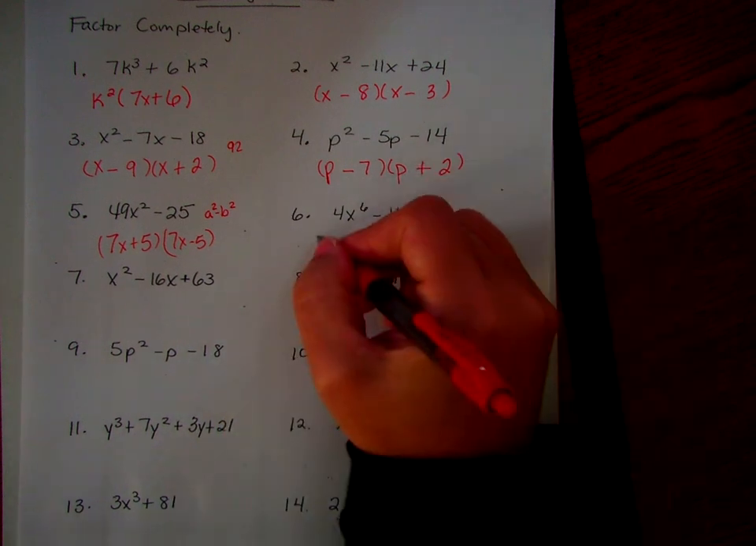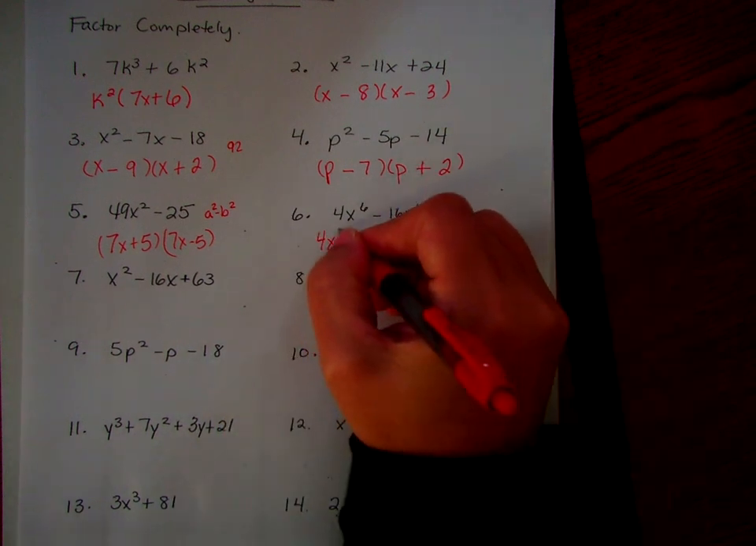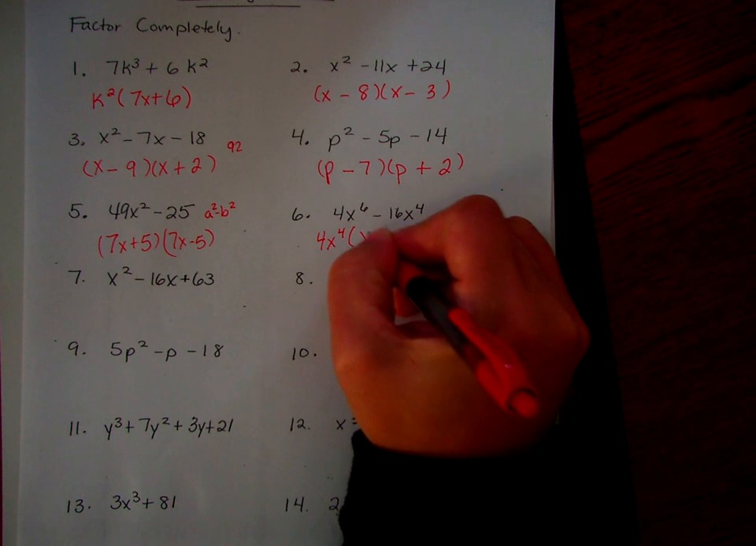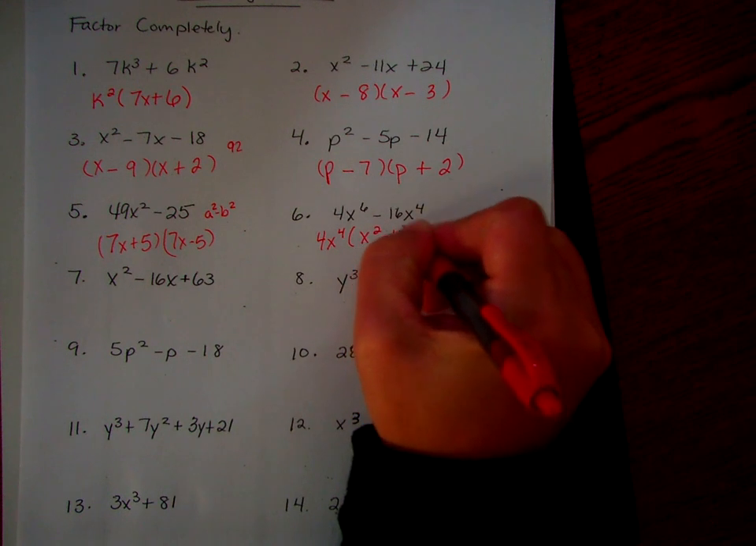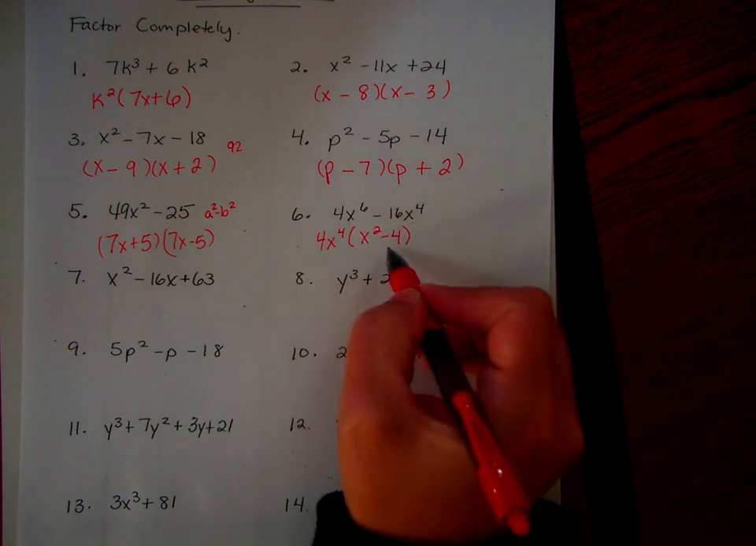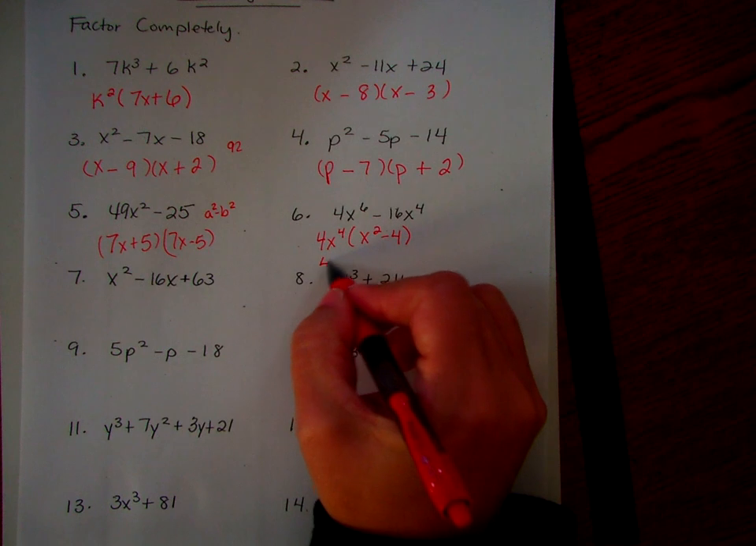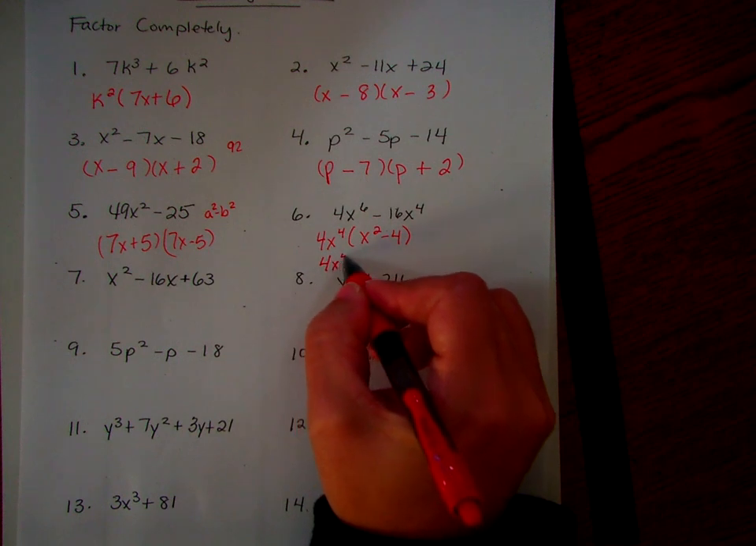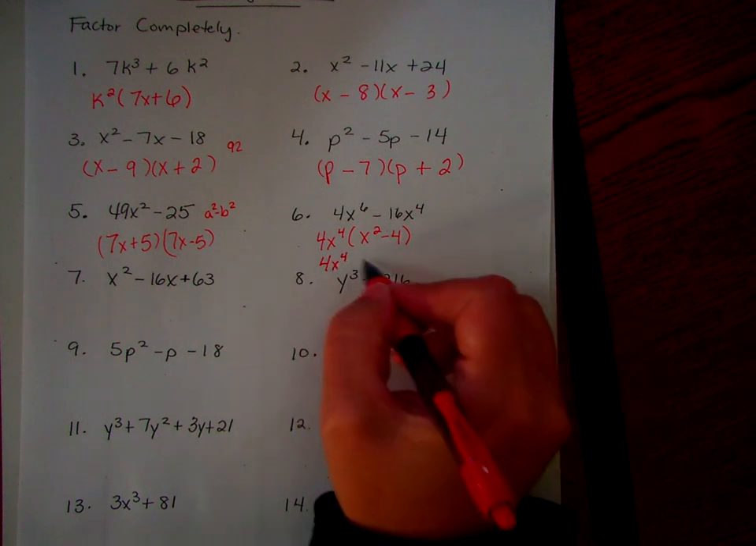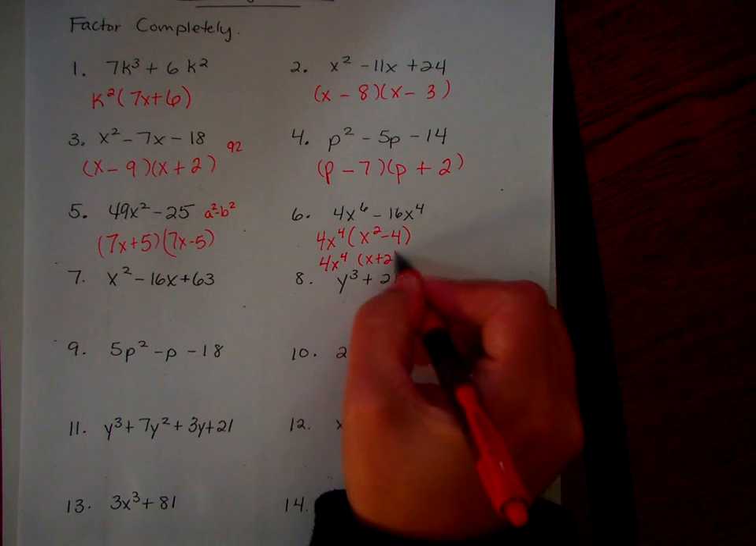Here I can take a GCF out of 4x to the fourth, and that leaves me x squared minus 4. Right here, I can see that this is actually a difference of squares as well. So don't forget the 4x to the fourth is still part of your answer, but this is now x plus 2 and x minus 2.